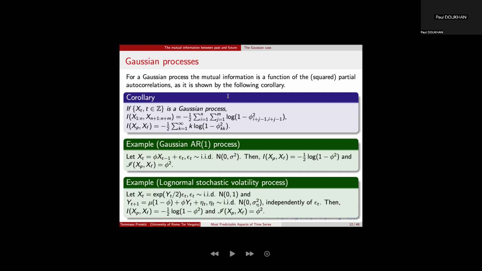The same holds for the log normal stochastic volatility model. This is a model that is used in finance, where the underlying process Y_t would be the log volatility. So if the log volatility is an AR(1) process, then X_t is formed like this. Again, the mutual information index between past and future is just the square of the phi coefficient.